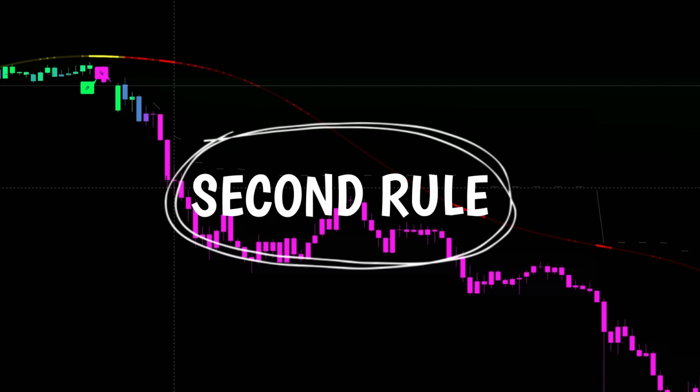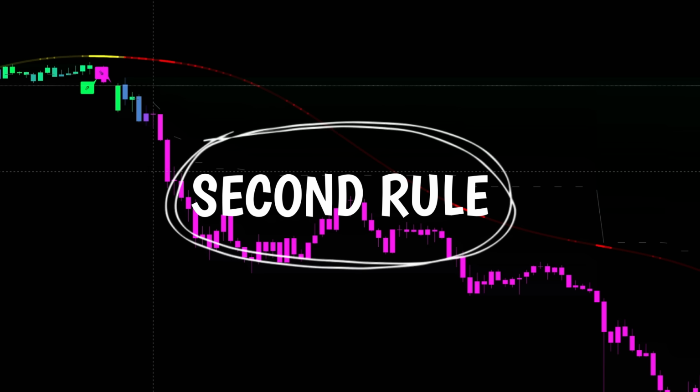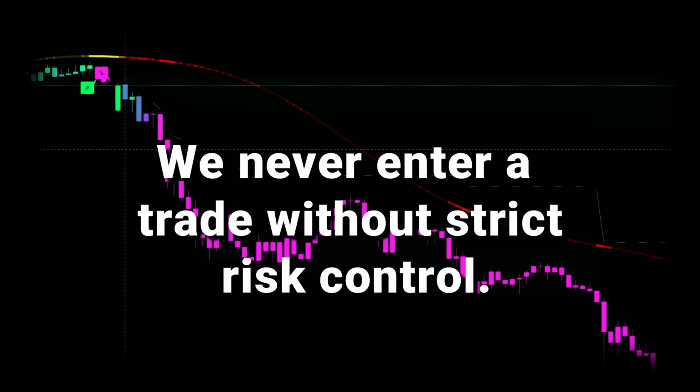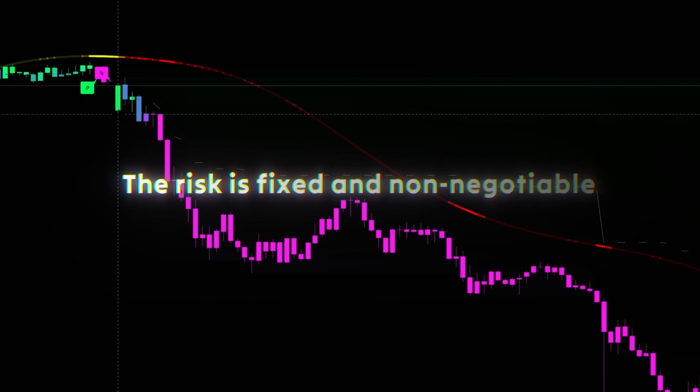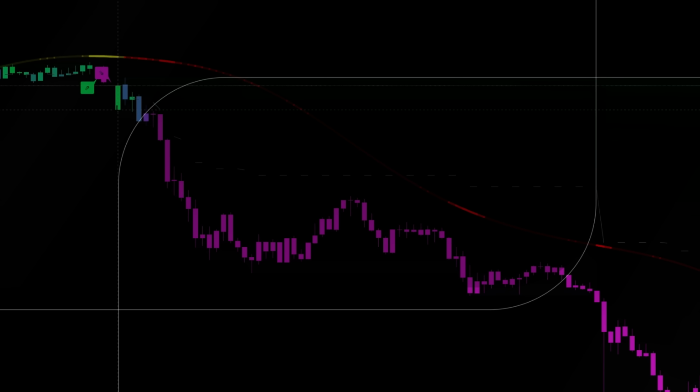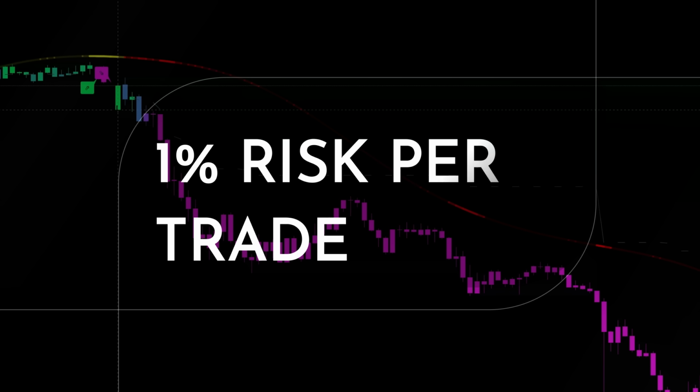Now comes the second rule, and this is where accounts are either protected or destroyed. We never enter a trade without strict risk control. Even perfect setups fail sometimes. Without risk management, one bad trade can erase multiple good ones. In this approach, risk is fixed and non-negotiable. We never risk more than 1% per trade. That single rule keeps losses small, emotions controlled, and decision-making consistent. Every trade uses a stop loss.